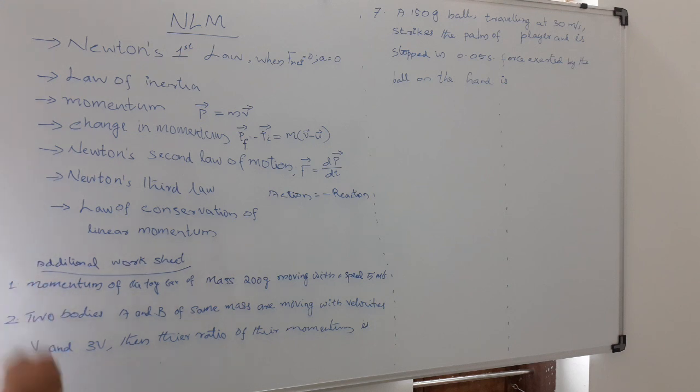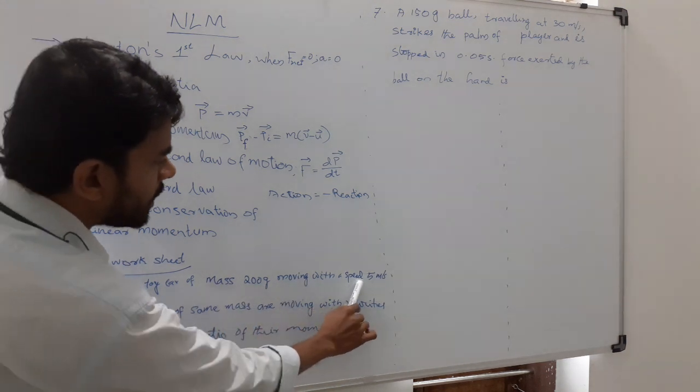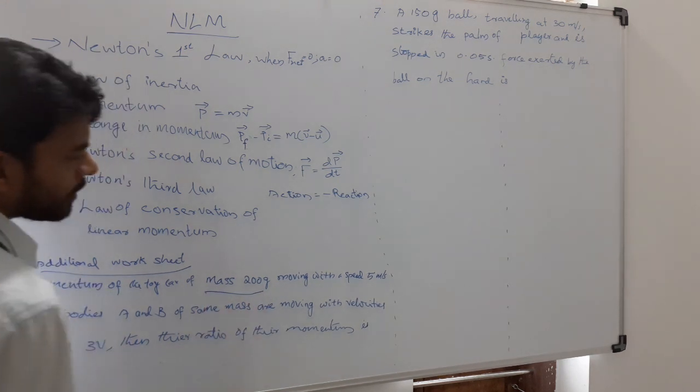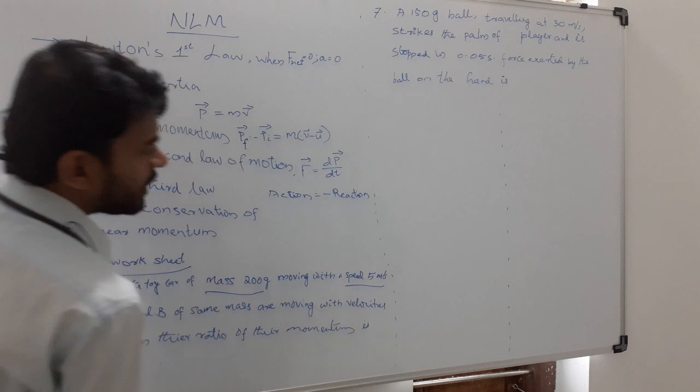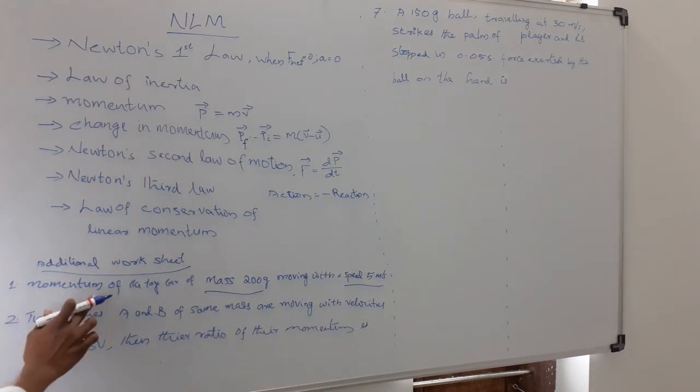Now the additional worksheet I am going to explain. I have given the question numbers just as in the additional worksheet. For the first question, momentum of the toy car, I am reading: momentum of the toy car of mass 200 gram moving with speed 5 meter per second. See what data are given. Mass is given, speed is given. We can take speed as velocity here. So what is asked? Momentum is asked.